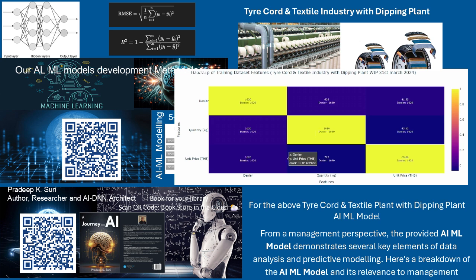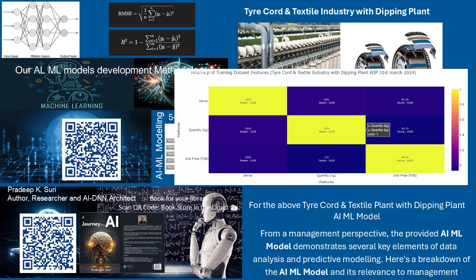3. Machine learning model. Random forest model. The program uses a random forest regressor to predict the total value of WIP based on features like denier, quantity, and unit price. Cross-validation. It employs 5-fold cross-validation to evaluate model performance. Importance. Machine learning models provide predictive insights that can drive decision-making processes. Cross-validation ensures the model's reliability and accuracy, reducing the risk of poor predictions.